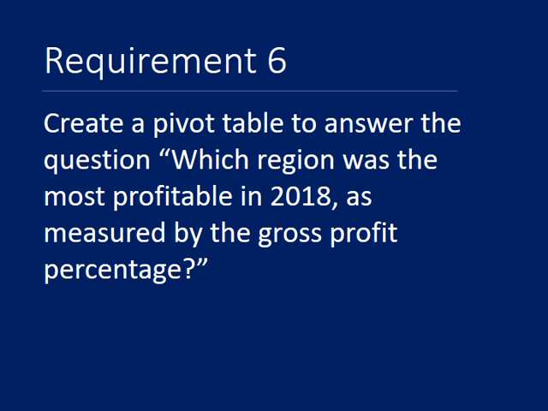Requirement 6 reads, create a pivot table to answer the question, which region was the most profitable in 2018 as measured by the gross profit percentage? Use a filter to include only sales from 2018 in this pivot table. Again, you will need to add a calculated field to the pivot table to calculate the gross profit percentage. Sort the regions by gross profit percentage from largest to smallest.